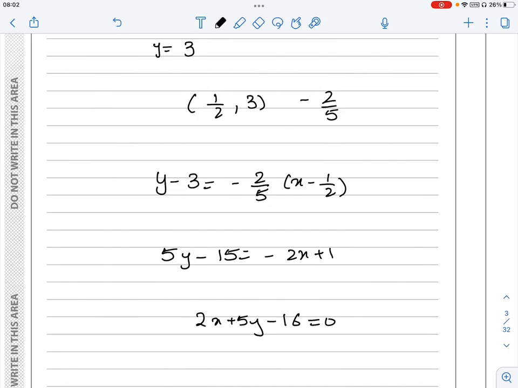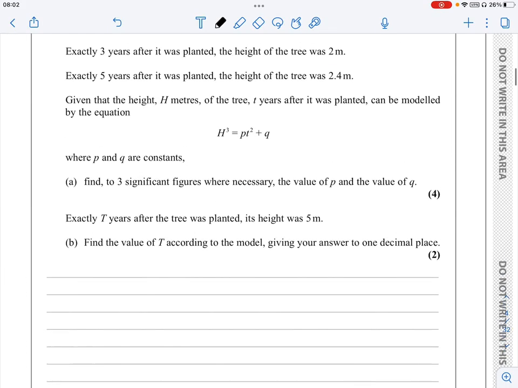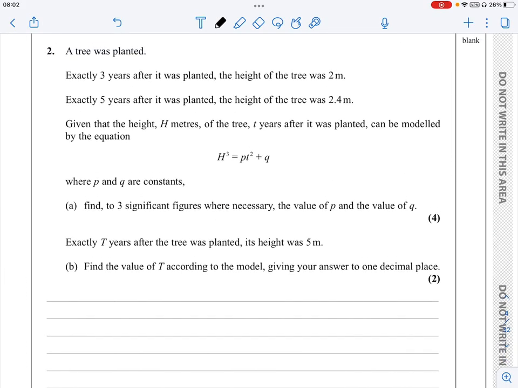Next question, question number 2. A tree was planted. Exactly 3 years after it was planted, the height of the tree was 2 meters. Exactly 5 years after it was planted, the height of the tree was 2.4 meters. Given that the height of the tree can be modeled by h cubed equals p t squared plus q, find, to three significant figures, the values of p and q.